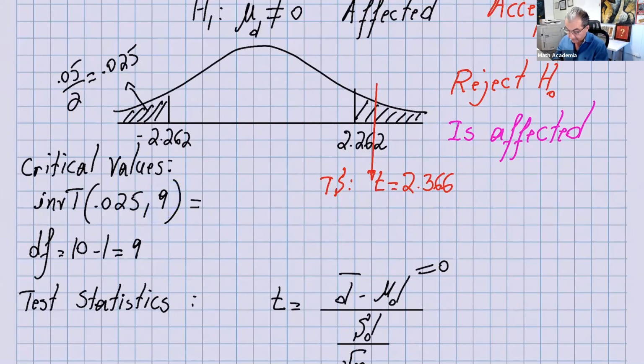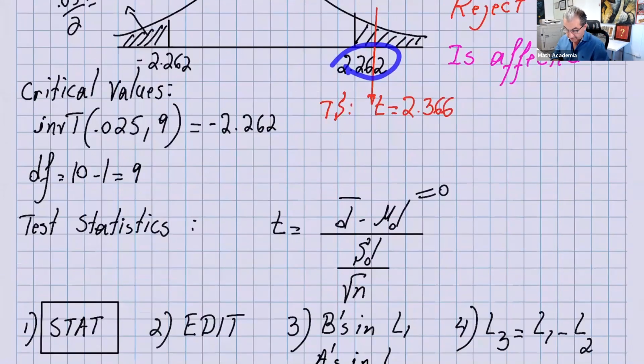And if you do that, you get negative 2.262. So you know it's going to be negative here and positive there.